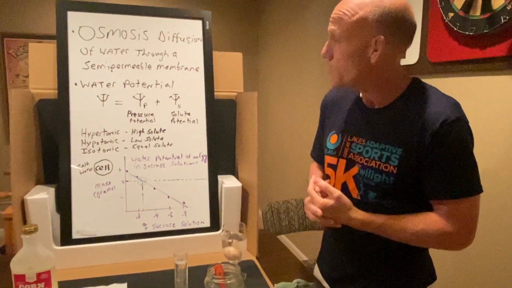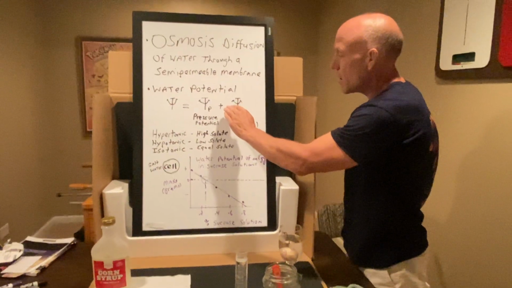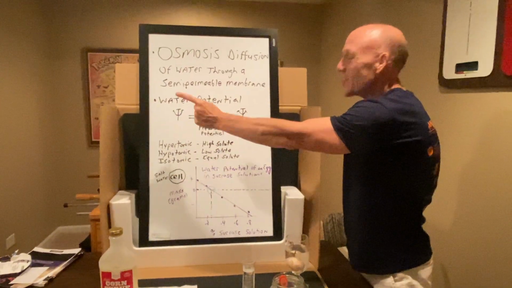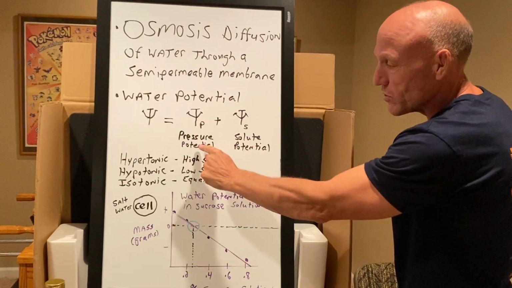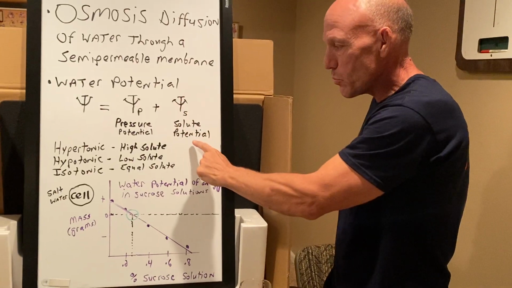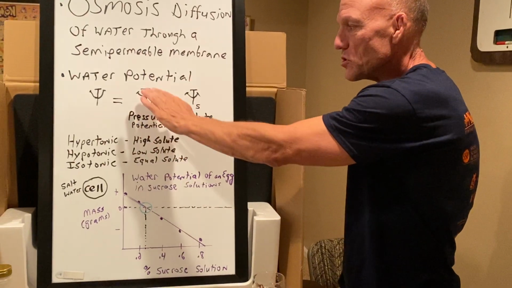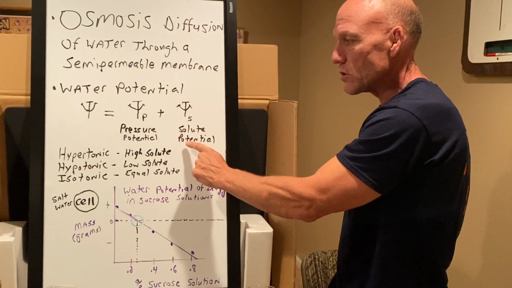Right? Makes sense. What we're going to talk about today is water potential. I forgot. What? Psi. Psi. Thank you. This Greek symbol, I always forget that. There's a pressure potential. That's a physical pressure from the outside. And there's a solute potential. Normally, this is going to be zero for us. What we're really going to be worried about here is this solute potential.